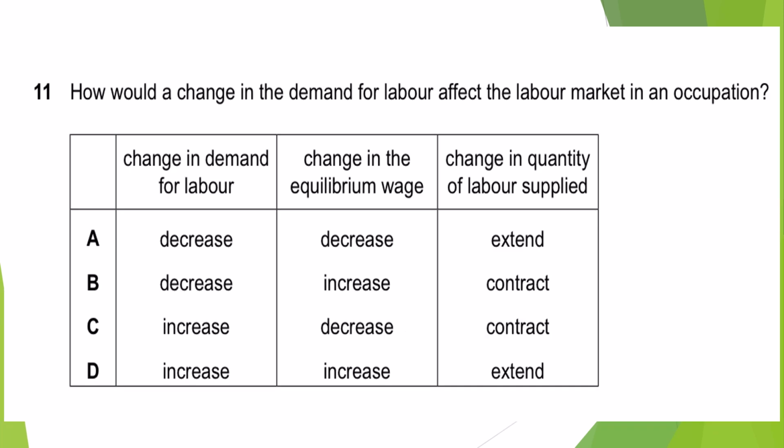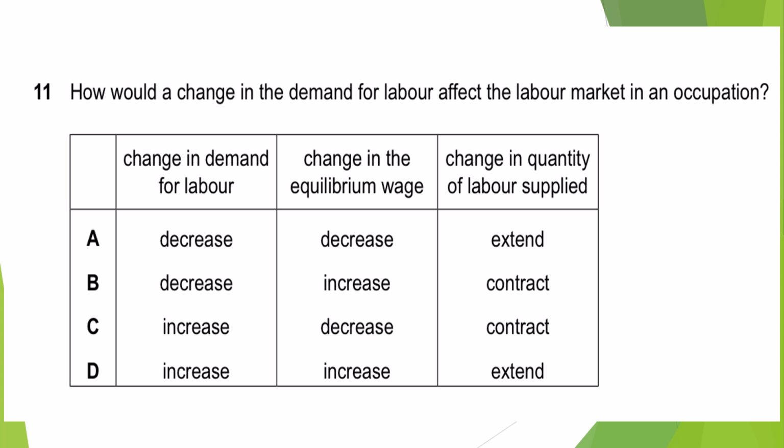Heading towards the next question: how would a change in demand for labor affect the labor market in an occupation? Means that there is a change in demand for labor, either decrease or increase. We have to see which one is going to be the correct answer for this MCQ. Change in the equilibrium wages, change in the quantity of the labor supplied.